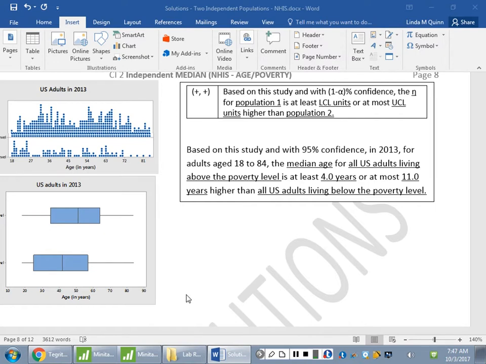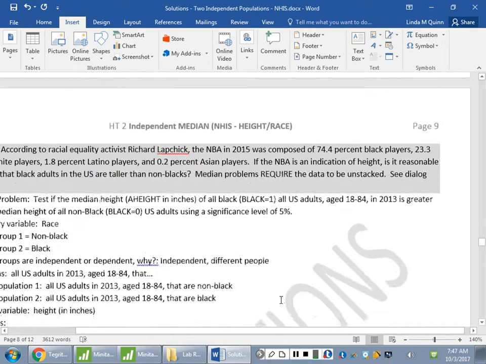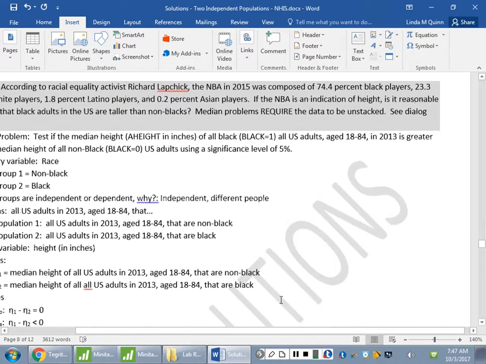Last problem is a hypothesis test involving the median. And in this case, we're looking at height and race. Okay? So test if the median height of all black U.S. adults is greater than the median height of all non-black adults using a significance level of 5%. So the two groups we're comparing there are black equal 1 and black equal 0. Once again, I put them in numeric order when I picked my explanatory variable. So black equals 0 and black equal 1.